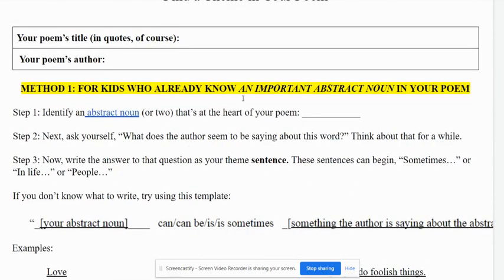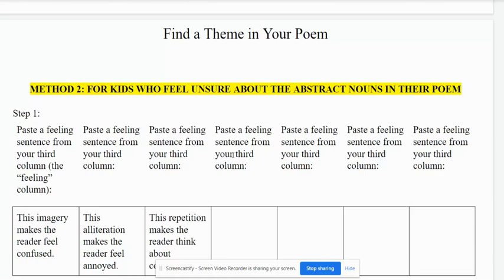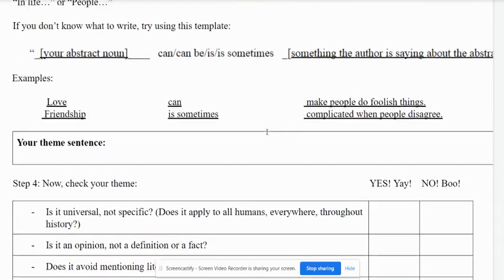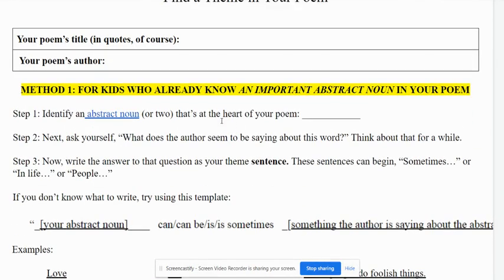Method 1 is for kids who already know an abstract noun in their poem, an abstract noun that's at the heart of their poem. It's important. And Method 2 is for kids who don't even know that. They're not really sure what the abstract nouns are in their poem. Now at this point, if you're a kid who not only knows an important abstract noun in your poem, you actually feel like you know a whole theme in your poem, you can probably skip this worksheet.